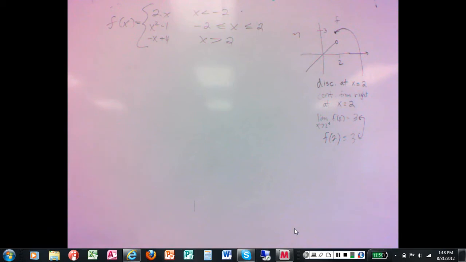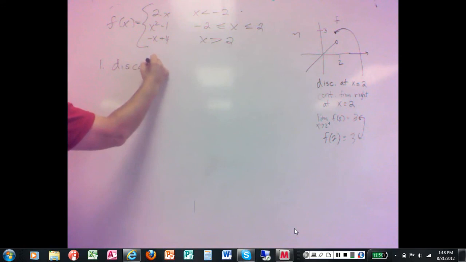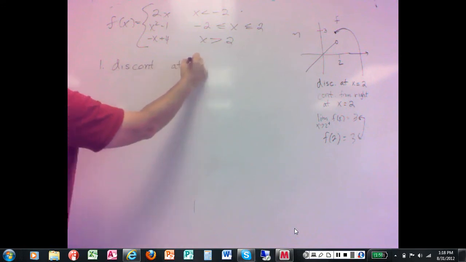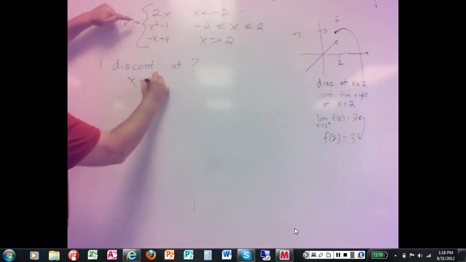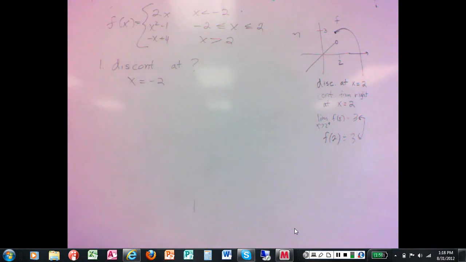All right, so obviously here I have some discontinuities. Where's this one discontinuous? Well, probably there at the breaks, right? It's discontinuous at probably negative 2. How would I verify that, though? Well, I need to see what the limits from the right and left are.